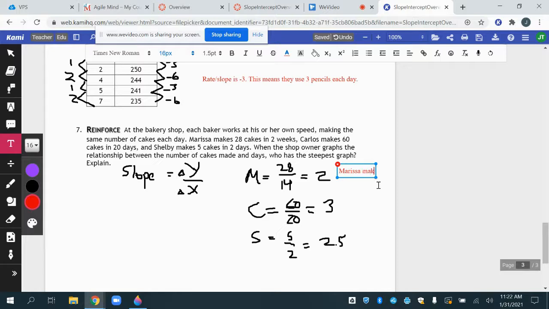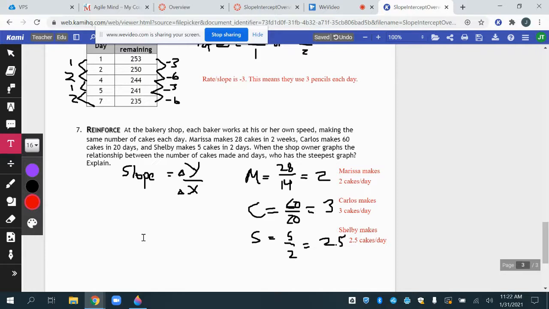Marissa makes 2 cakes per day. Carlos makes 3 cakes per day. Shelby makes 2.5 cakes. And there you go. Okay, but we have to answer the question, which one will be steepest?